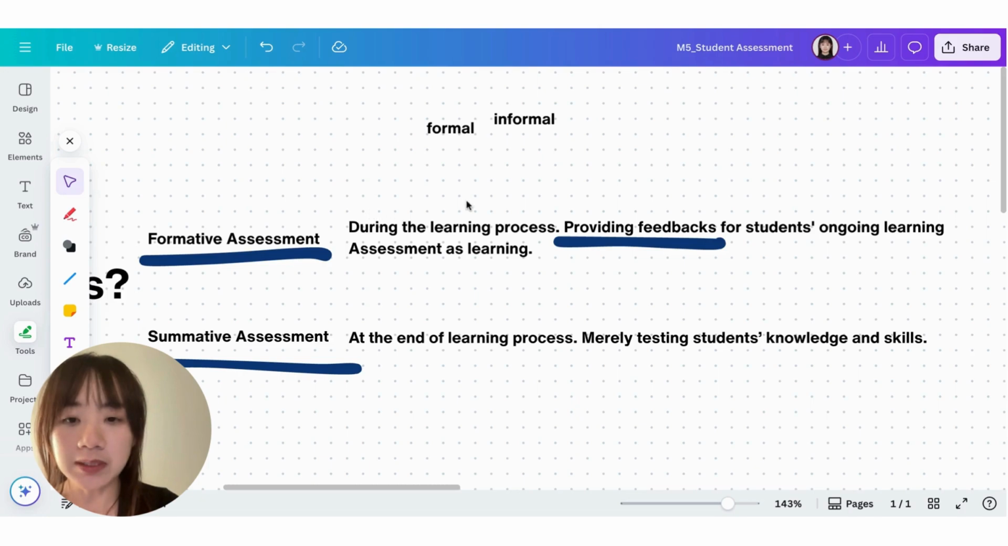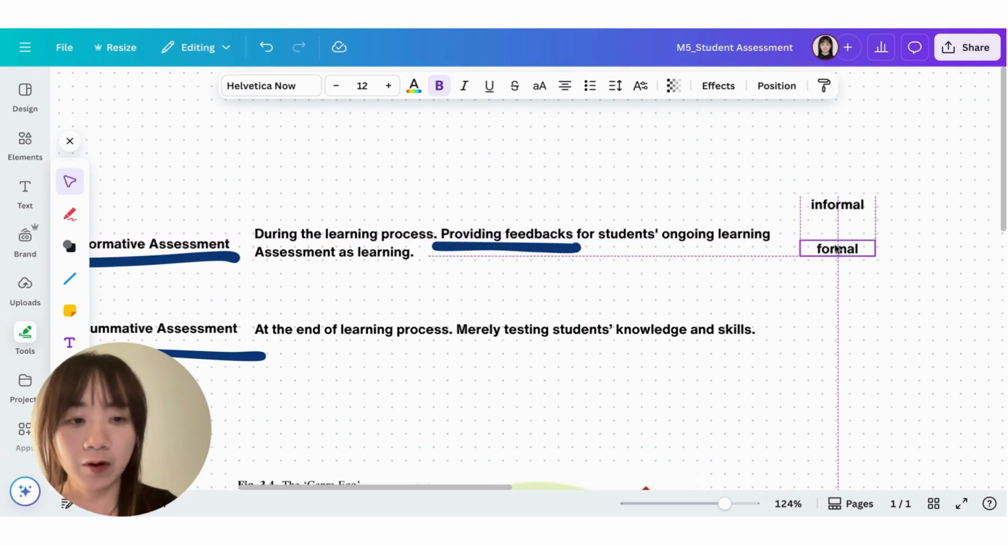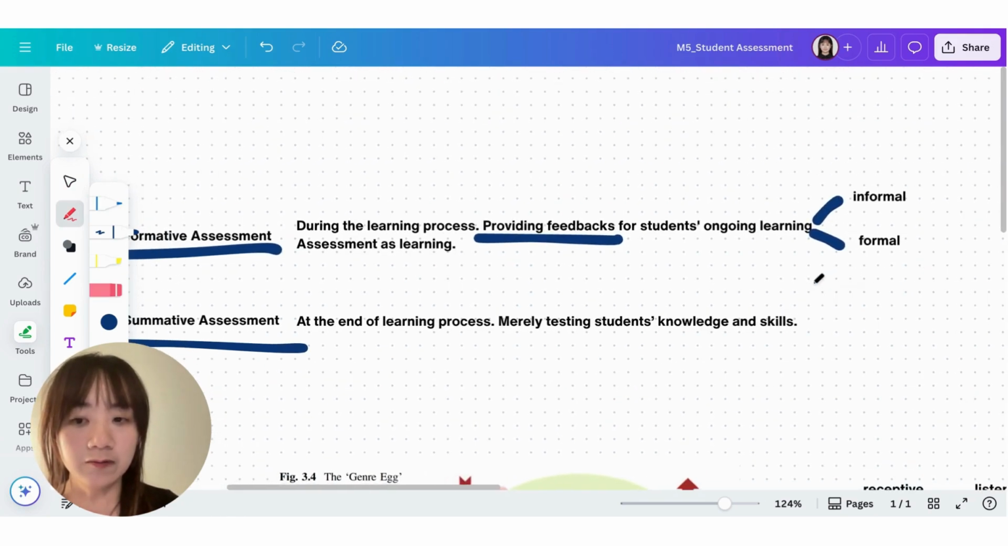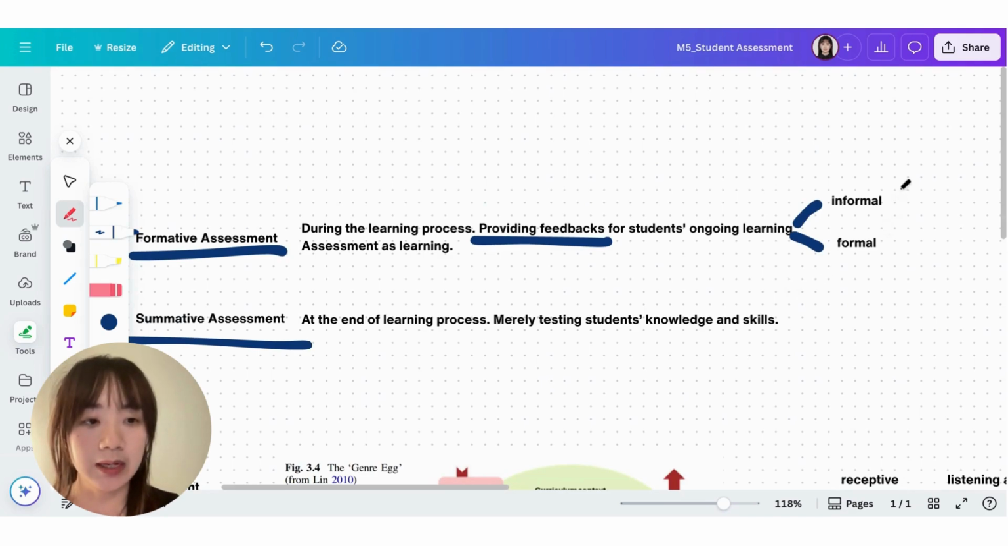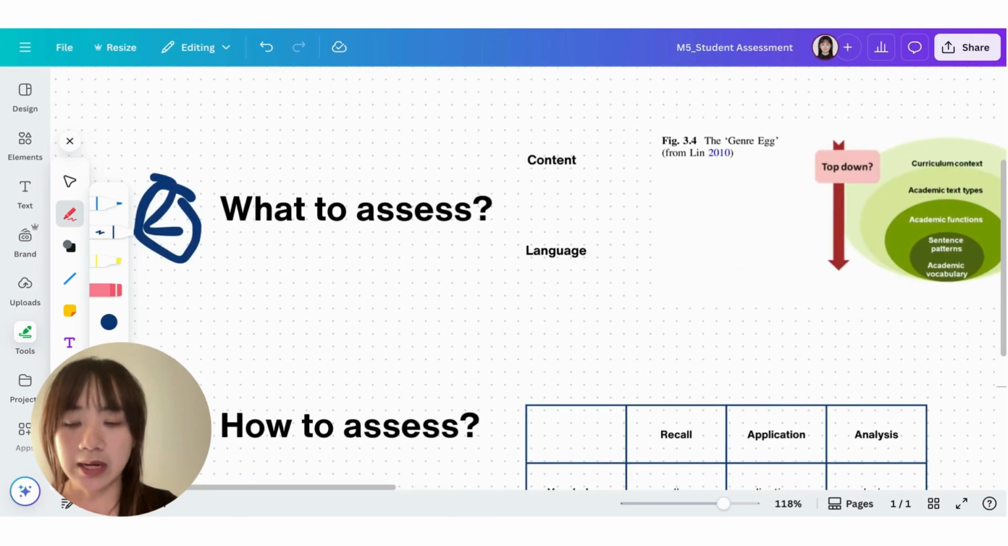And formative assessment can be informal or formal. If it is informal formative assessment, it can be a quick Q&A, like I have mentioned. If it's a formal one, it can be graded quizzes, or a quick test with grades after the lesson. This can be called formative assessment.